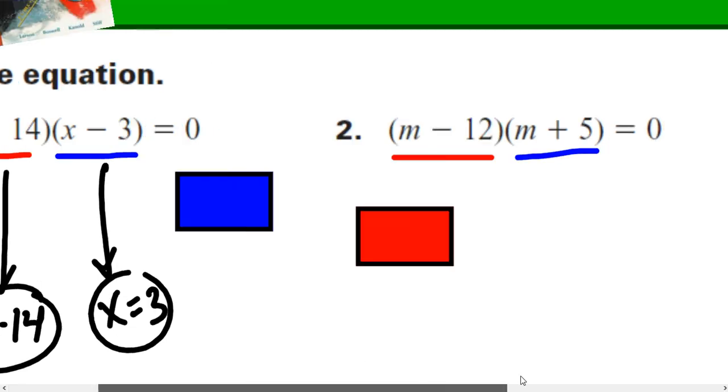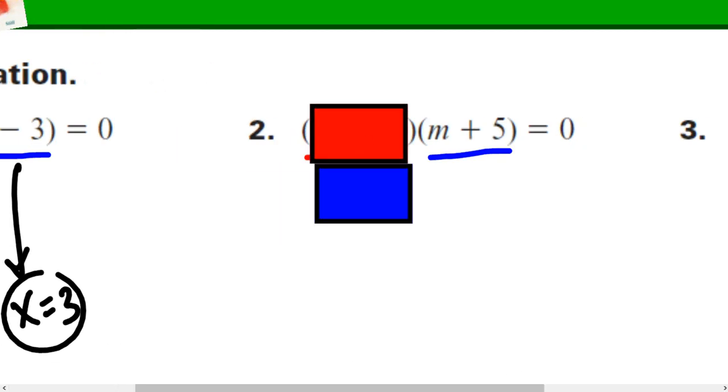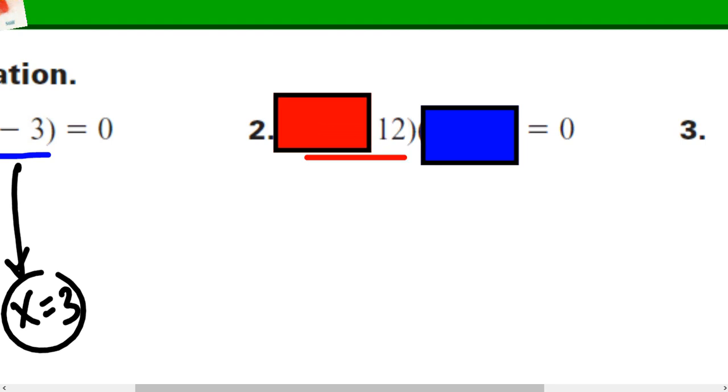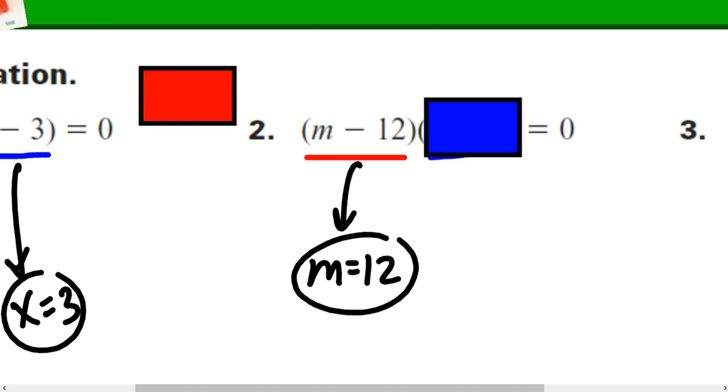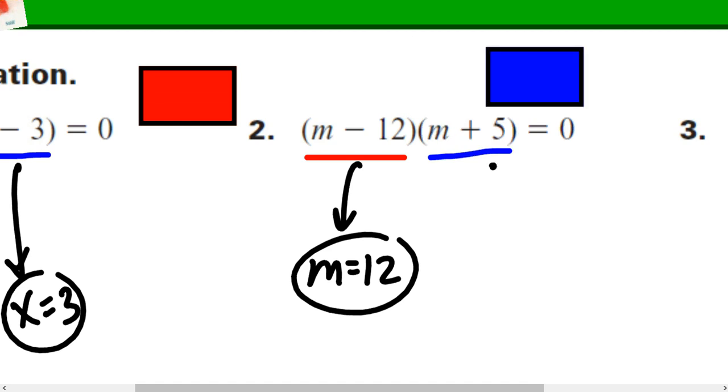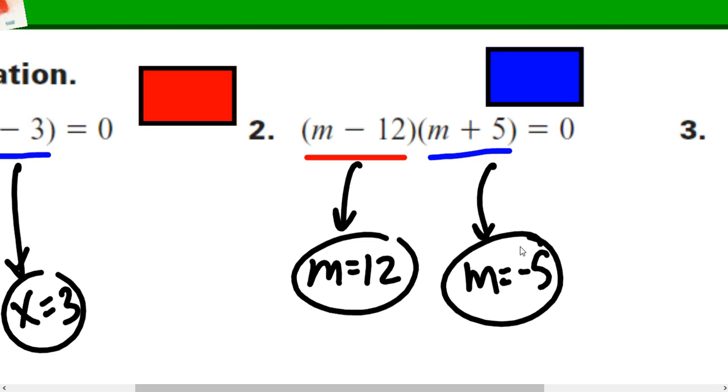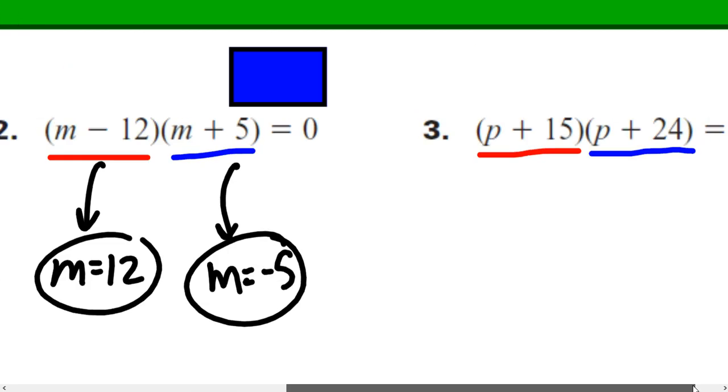Move over to the second. Again, red thing times blue thing equals 0. What if it was the red thing that was 0? If it was the red thing, then m would have to be a 12. What if it was the blue thing? Well, then m would have to be a negative 5. And there's my two answers. Either m is 12 or m is negative 5.